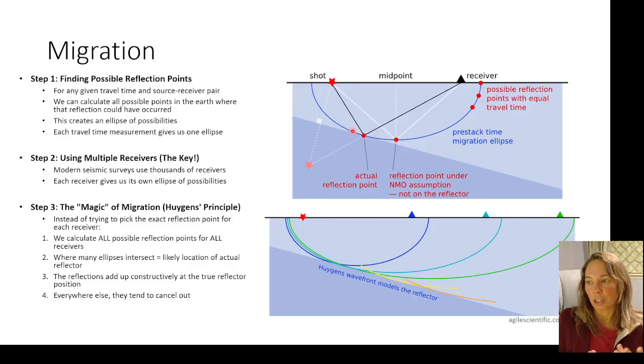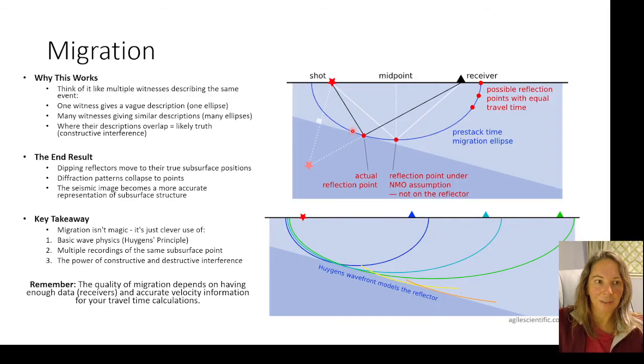What we do for migration is we use multiple receivers. Okay, so we have thousands of receivers. We can have all of those ellipses of possibilities for those source receiver pairs, and we can line them up. And then that helps us figure out exactly where they are reflecting. That's Huygens principle, which allows us to take all those ellipses and line them up to realize where the reflections are adding up constructively. And that's the true reflector position. Everywhere else, they tend to cancel out.